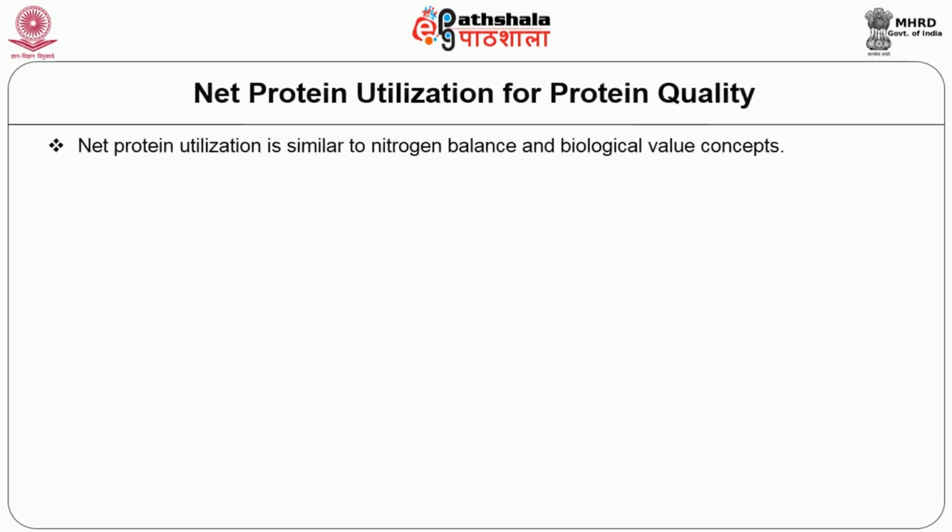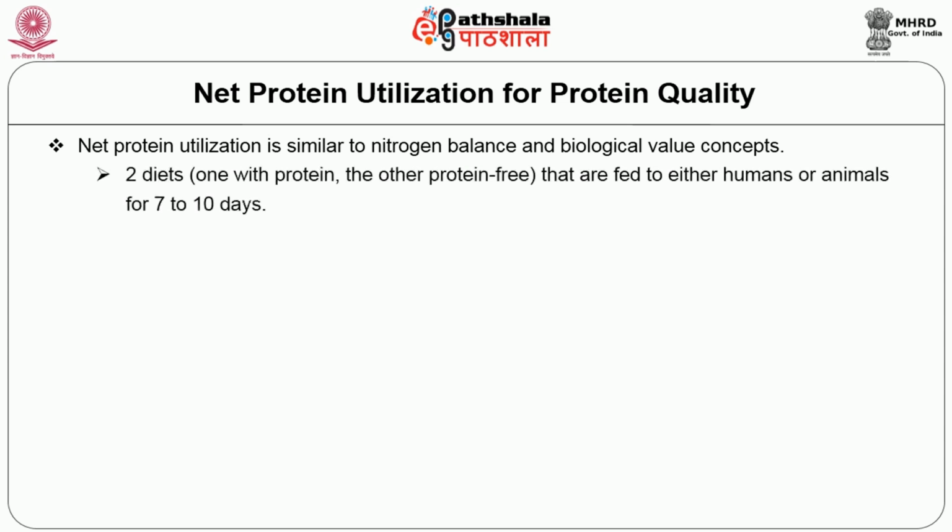So, net protein utilization is another way where we can assess the protein quality. Net protein utilization is similar to the nitrogen balance and biological value concepts. These are all the various ways and means to assess protein quality, like biological value which we have discussed, and nitrogen balance which we have discussed. Now, we are discussing net protein utilization. For example, you are comparing two diets, one with protein and the other protein free, which we can make in the laboratory, and these are fed to either humans or animals for 7 to 10 days.